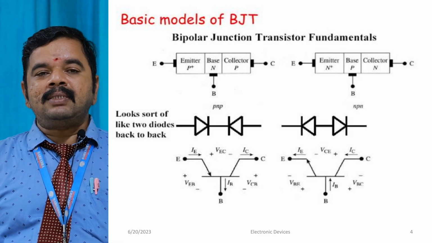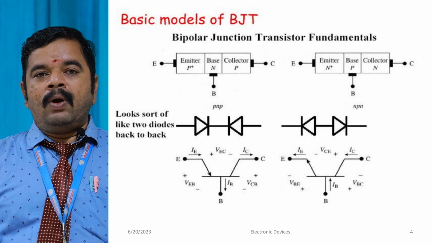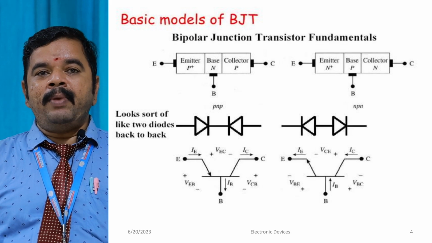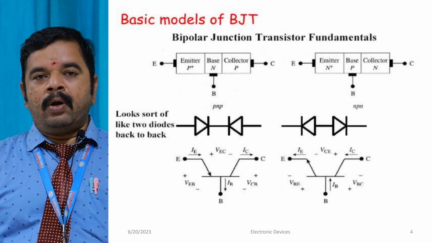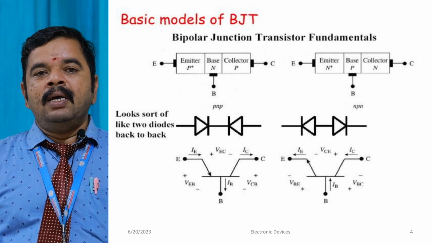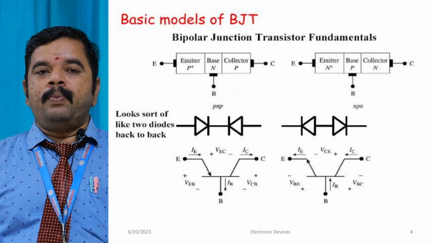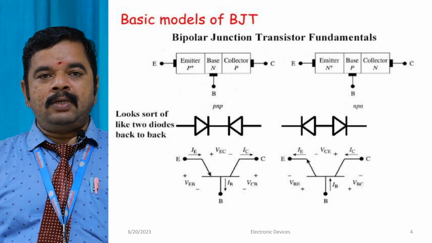In the NPN transistor we have three terminals: emitter, base and collector. The emitter is heavily doped, the base is lightly doped and the collector is moderately doped. What does doping mean? The adding of impurity to the pure semiconductor is what we call doping.